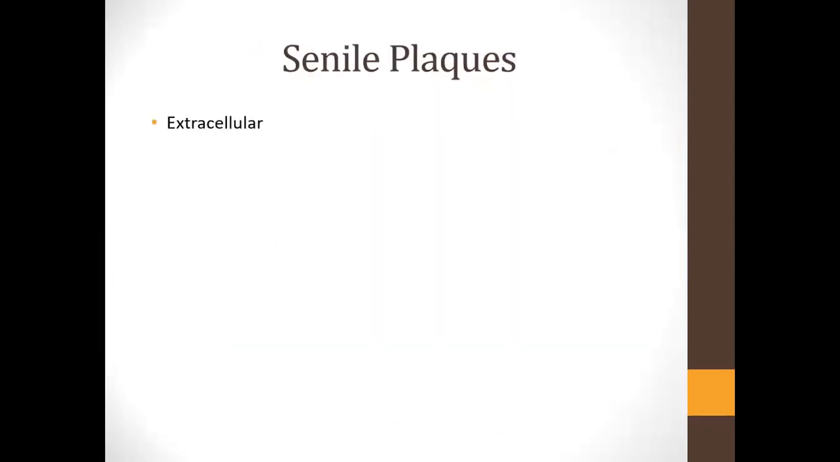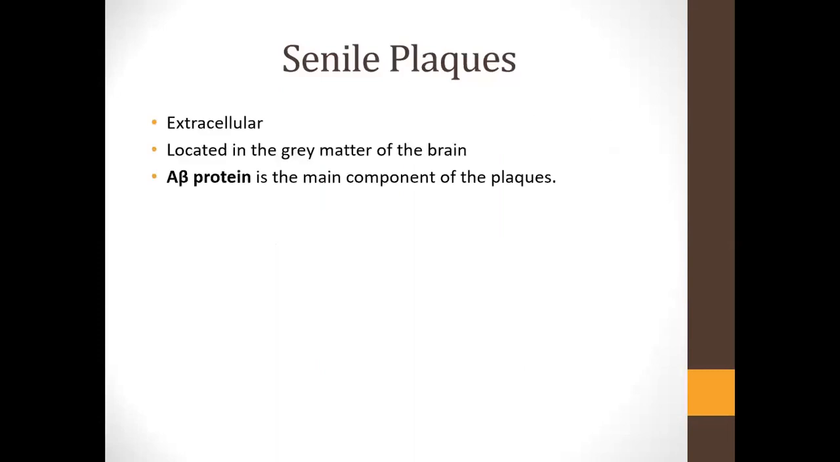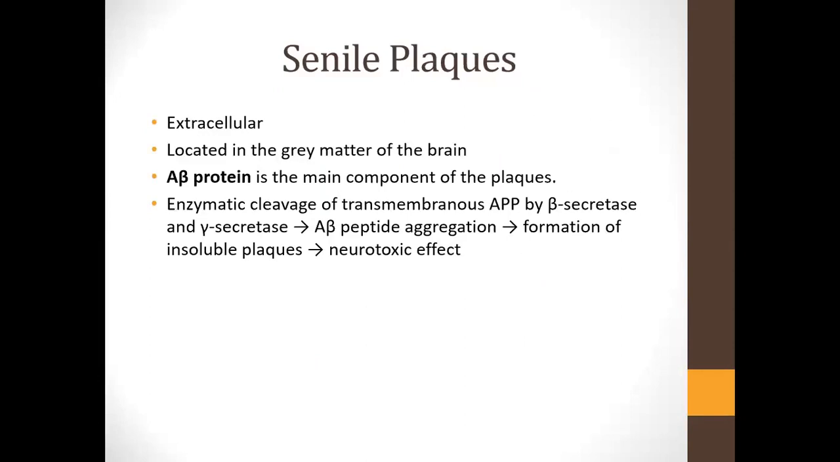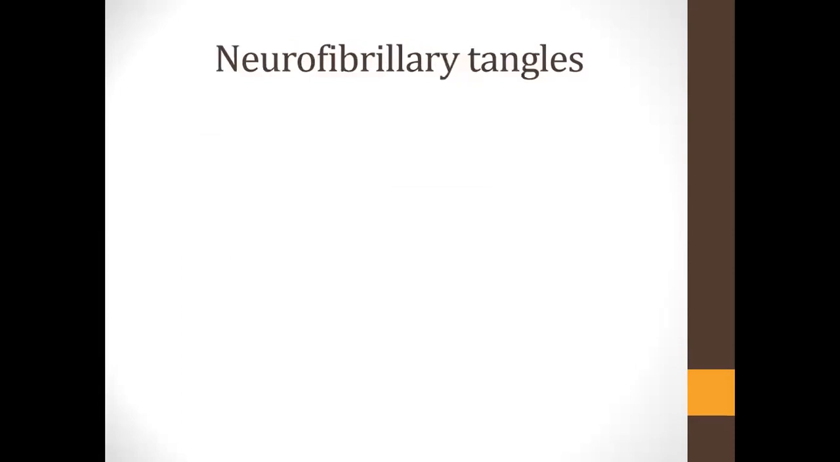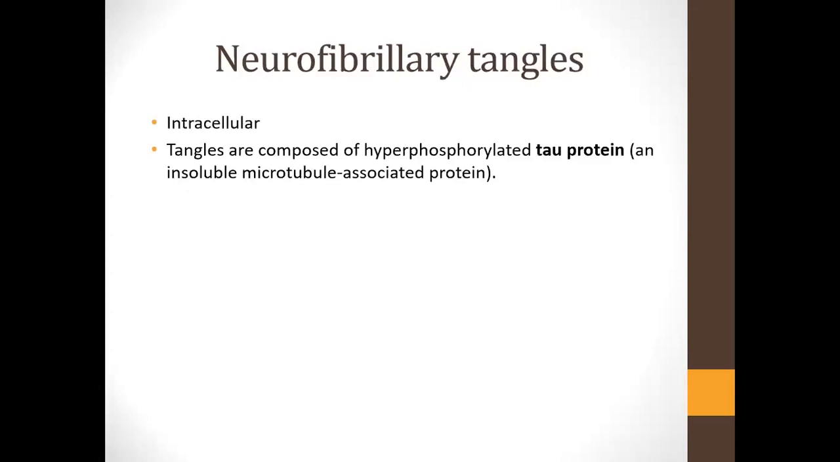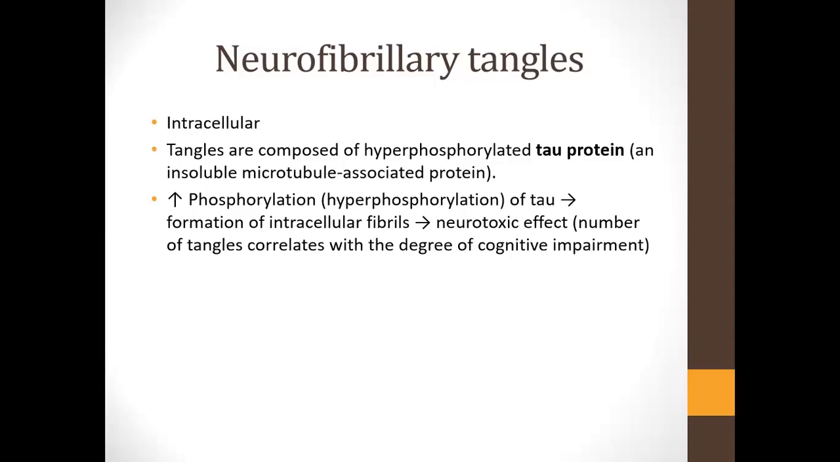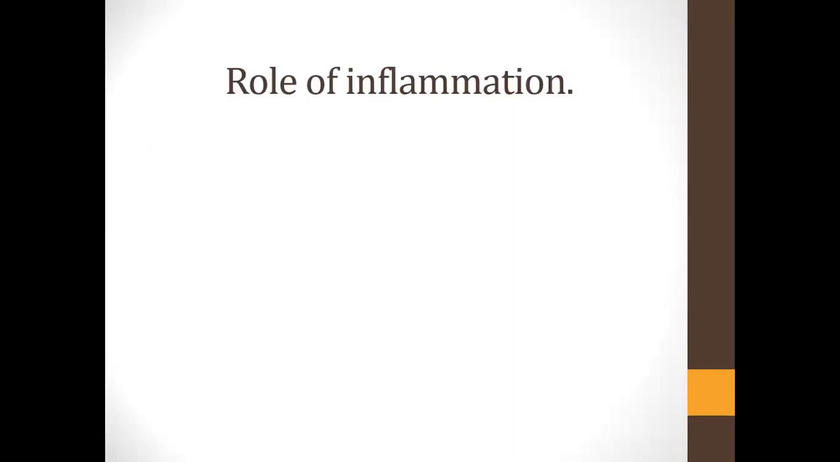So senile plaques are extracellular. They are located in gray matter and they are composed of A beta protein. This is due to enzymatic cleavage of transmembrane APP by beta secretase and gamma secretase, which will cause A beta peptide aggregation, which is neurotoxic. Then we have neurofibrillary tangles, which are intracellular, and they are composed of hyperphosphorylated tau protein. Phosphorylation will cause a formation of intracellular fibrils, which is neurotoxic.